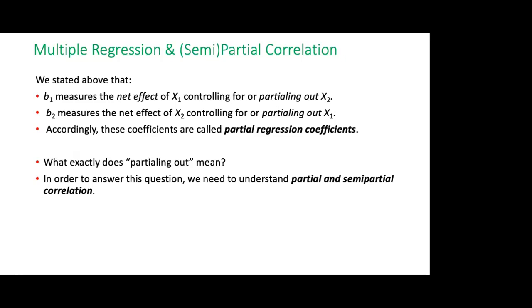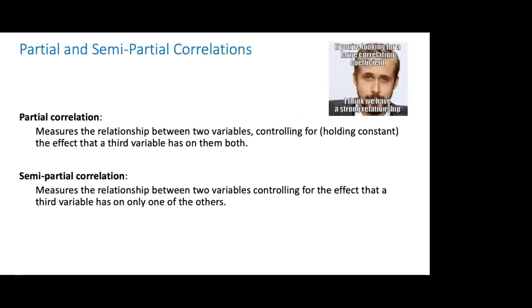That raises the question, what does this partialing out mean? In order to understand what partialing out means, we need to understand partial and semi-partial correlation. It is maybe a little bit hard to understand when you think about it for the first time, but it's important to really understand multiple regression. Okay. So partial correlation means we measure the relationship between two variables while controlling for, right?